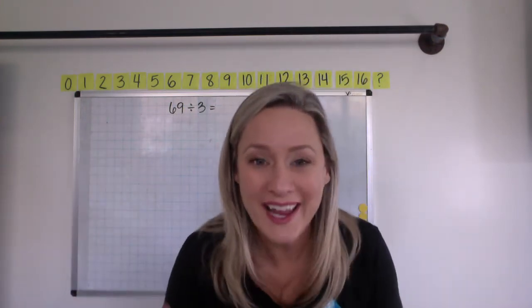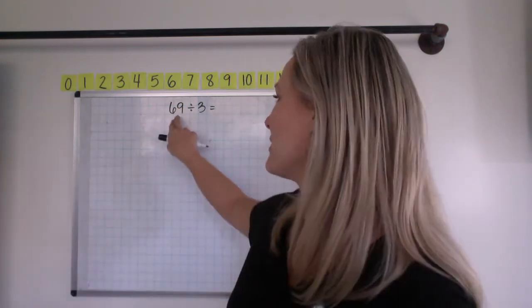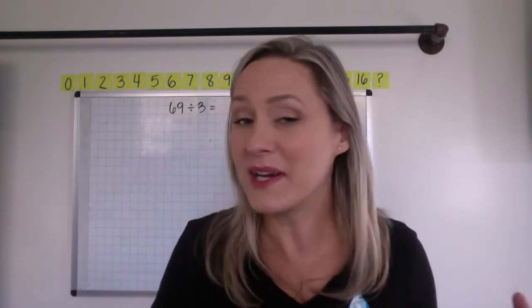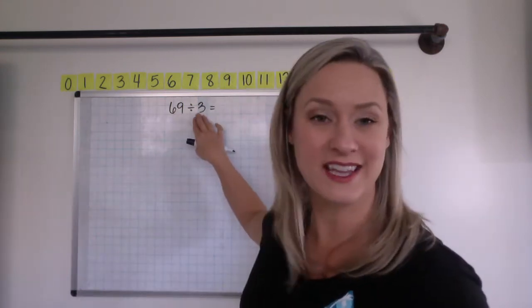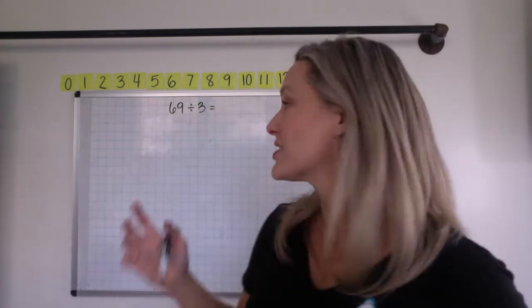So we're starting to get more efficient in our strategies. We're starting to think about, hey, how could I break this number up? So what would you do? How would you break up 69? Maybe you would break it into a 30 and a 9. Those are all friendly pieces to the 3, right? Or maybe you would break it into a 60 and a 9. So let's check it out.